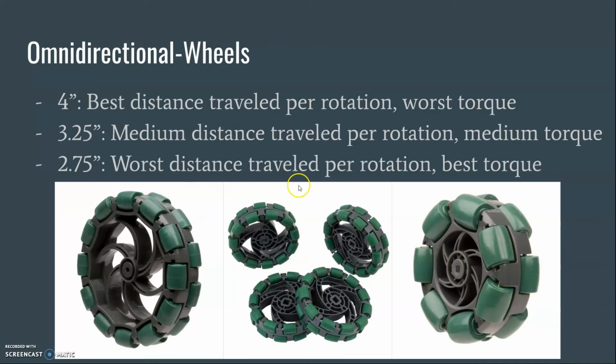Now, using the same relationship, we can say that the 3.25-inch omnidirectional wheel is the middle ground for both speed and torque out of all three sizes. It also saves the most space due to how it has a smaller radius and isn't wide like the 2.75-inch omnidirectional wheels. And lastly, the 2.75 omnidirectional wheel provides the most torque but least speed out of all of them. It is also quite wider than the other two, making this wheel extremely space inefficient.